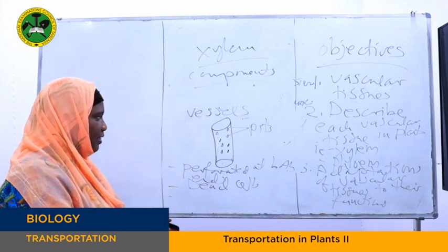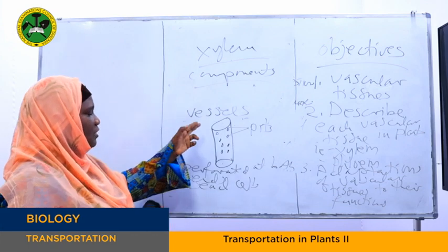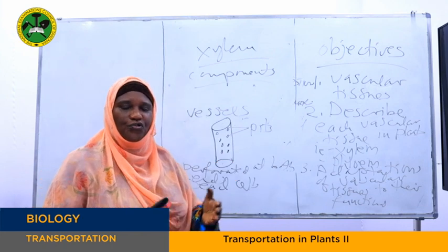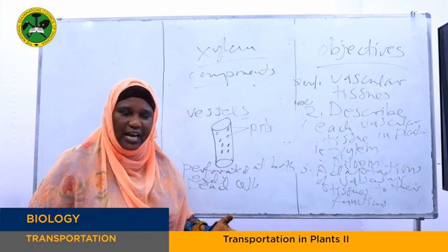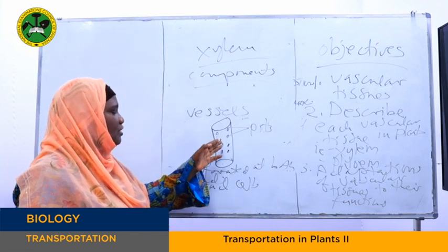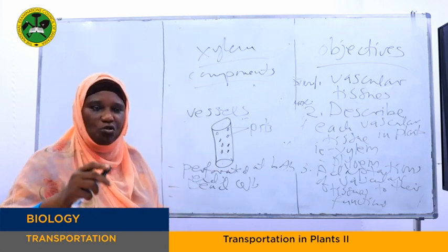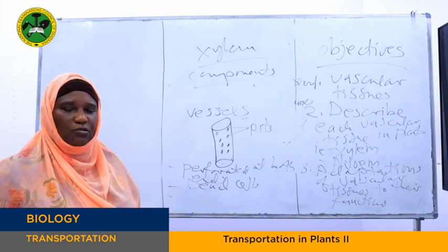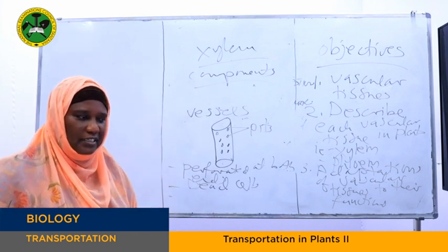When we compare the diameter and the height of vessels and the tracheids, vessels are somehow shorter and wider. Still, vessels have been connected end to end to form a continuous tube which allows passage of water and mineral salt.